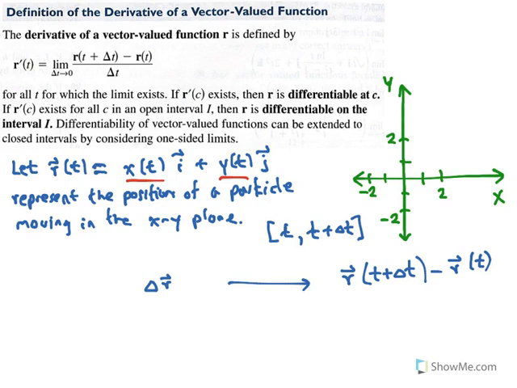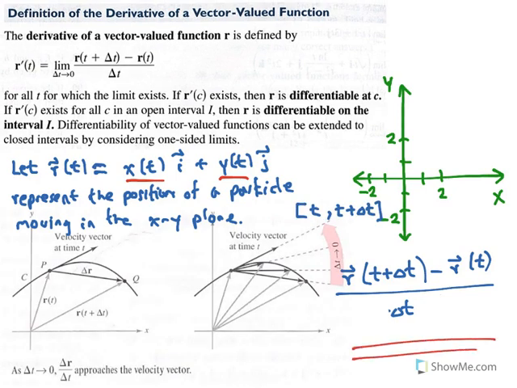And if we divide the change in position by the change in time, which would be t plus delta t minus t, which of course simplifies to just delta t, then we would have the average velocity, the two-dimensional equivalent of the average velocity concept that you learned in calculus AB. Change in position divided by the change in time.